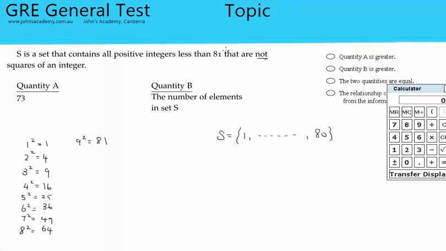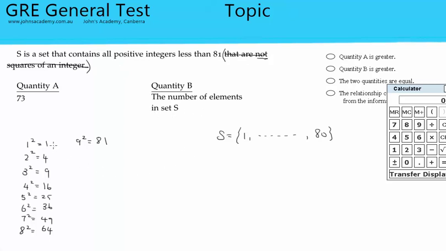So, if this condition, that are not squares of an integer, if this didn't exist, okay, then the answer would have been just 80. How many numbers are there between 1 and 80? That's 80 minus 1, which is 79, plus 1, so that's 80. So the answer would have been 80 for the number of elements in set S.